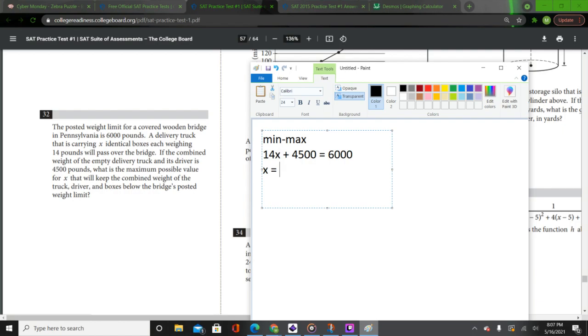All right. What is the maximum possible value for X? All right, so it is 107.14. However, you can't have 0.14 per box, so 107 is your answer. 107 is your answer. Right. That's 32.